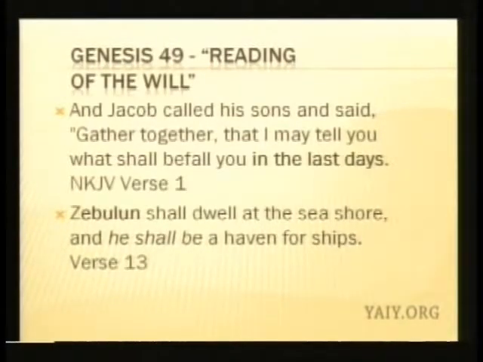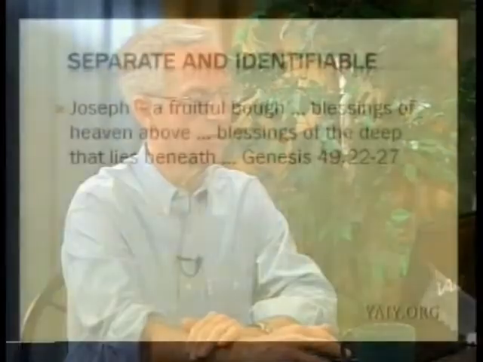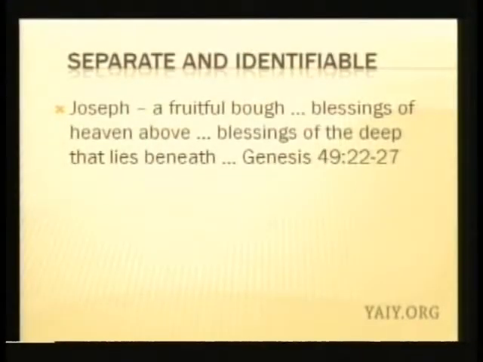Genesis 49, the so-called reading of the will by their father Jacob before he died. He says, gather together and I'll tell you what shall befall you in the last days. And then he describes, Zebulun, you're going to be dwelling by the sea and you're going to be a haven for ships, etc. And then he has points for each one of them. And Joseph, you're going to be a fruitful bough, with the blessings of the heaven above, blessings of the deep that lie beneath. Each one had these separate blessings spoken upon them.